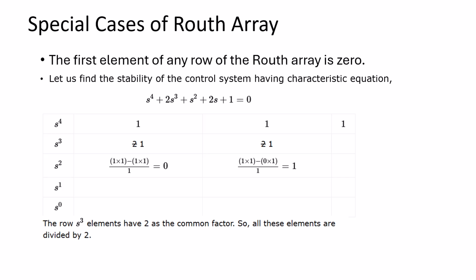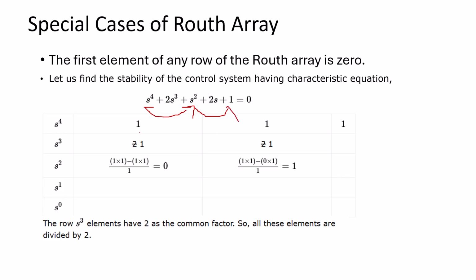So let us find the stability of the control system having the characteristic equation s to the power 4 plus 2s cube plus s square plus 2s plus 1 equal to 0. In the very beginning, what do we have to write? We write the highest order of s, s to the power 4, and complete it till s to the power 0. The coefficient of s to the power 4 is 1. Then the alternate is also 1, and the next alternate is also 1. So 1, 1 and 1.